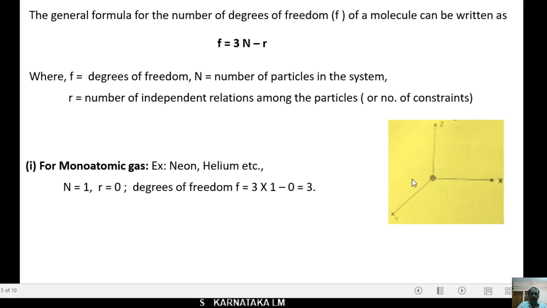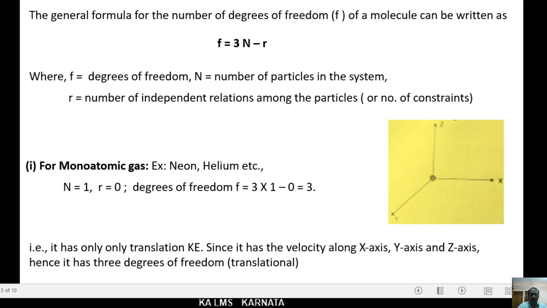Then, what is the value of R? Number of independent relations among the particles. Here the number of independent relations is 0. That means number of constraints will be 0. That is R is equal to 0. Therefore, degrees of freedom F is equal to 3 into N, which is 1, minus R, which is 0. Then 3 into 1, 3. Hence, monatomic gas has 3 degrees of freedom.